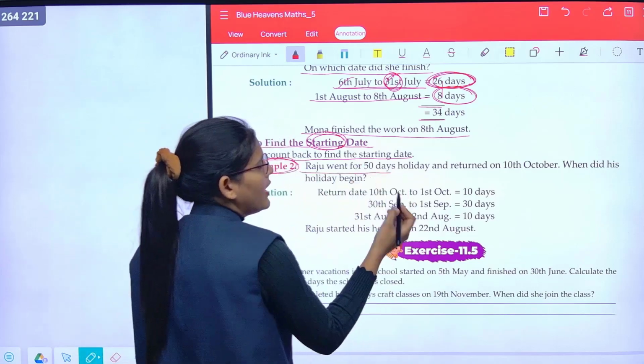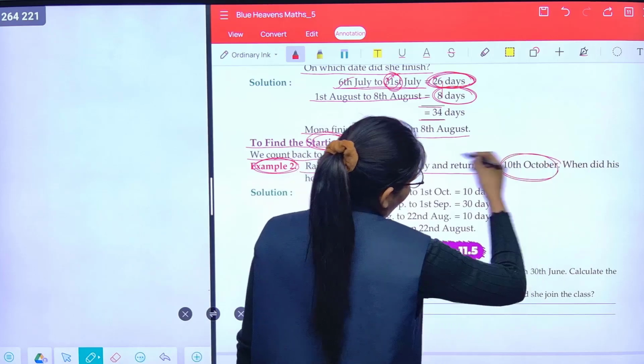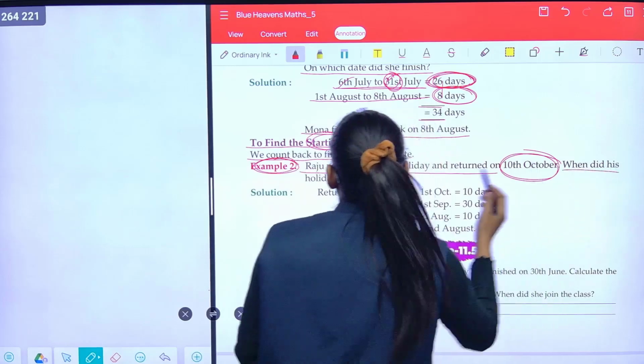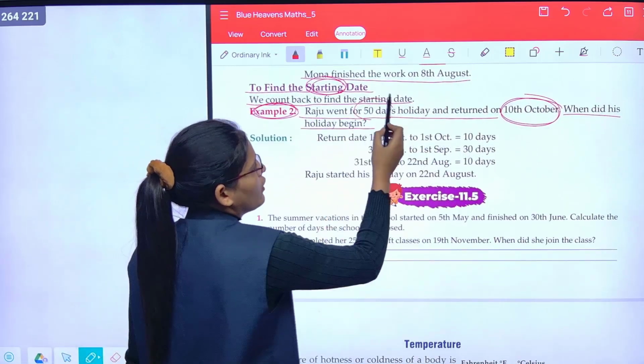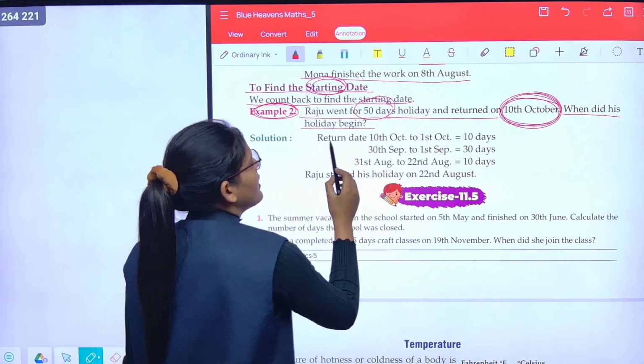Now come on, example number 2. Raju went for 50 days holiday and returned on 10th October. When did his holiday begin? It was a 50 days holiday and he returned on 10th October. Now class, return date.